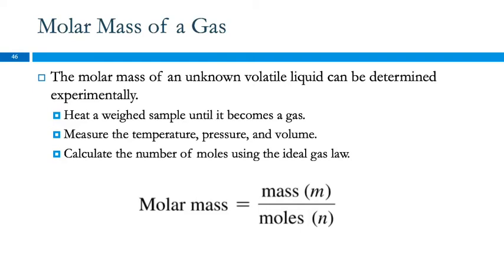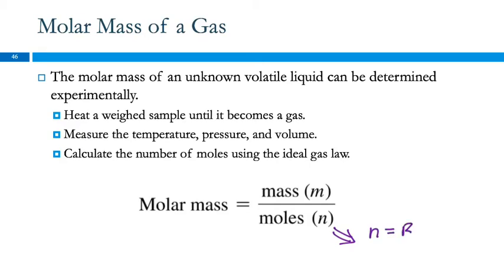So the molar mass of an unknown volatile liquid can be determined experimentally, and this is what we're going to do on Thursday in lab. You can take a sample of the liquid. If we know the mass of the sample, we heat it so it becomes a gas, and we can measure the temperature, the pressure, and the volume of the gas. Pressure, temperature, and volume allow us to calculate the moles of the gas using the ideal gas law.